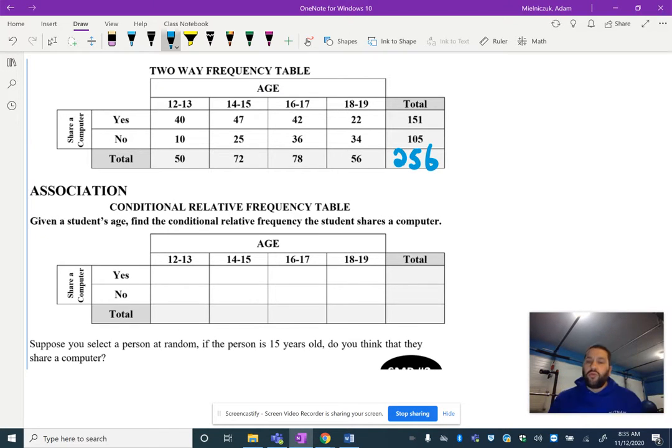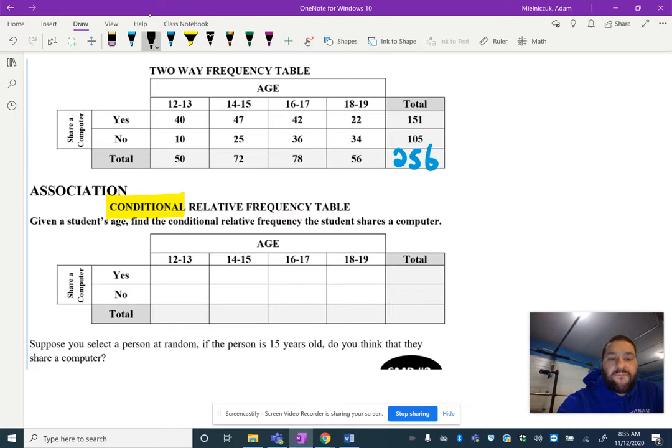Now, the new concept they're going over is what's called a conditional relative frequency table. And the first word you see there is conditional. So I am asking, based off a certain condition, what data might show up. And here the condition is given a student's age. So we're saying under the condition of a student's age within these brackets, I want you to find the relative frequency the student shares a computer. Because it's conditional, it's been based off age.